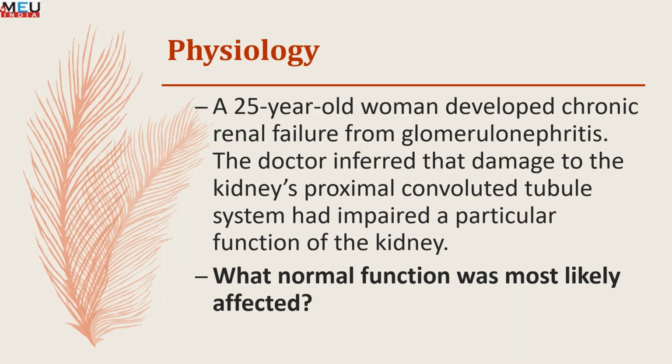Okay, so we can now go into physiology. So again, you're in first year and you want the student to know about normal function, but you can use a disease like saying a 25-year-old woman developed renal failure, and the doctor said that the damage to the kidney's proximal convoluted tubule had impaired one function. So indirectly you're asking what normal function is most likely affected. So if the student knows what the function of the proximal convoluted tubule is, they can answer this question.